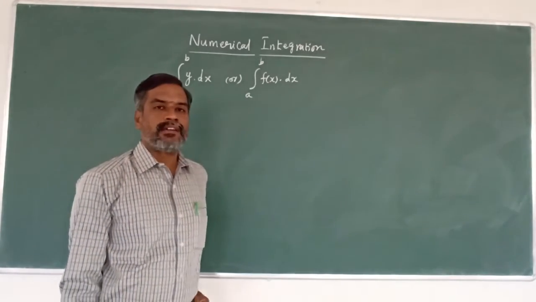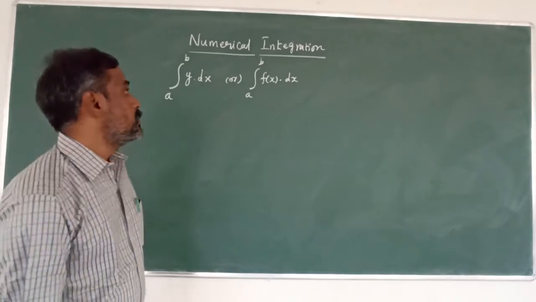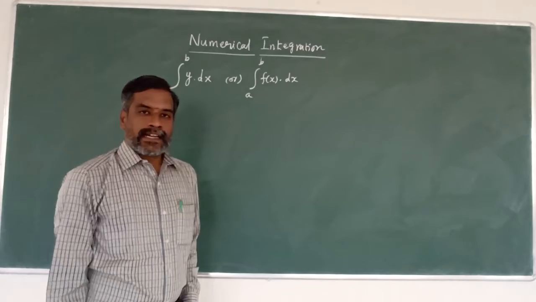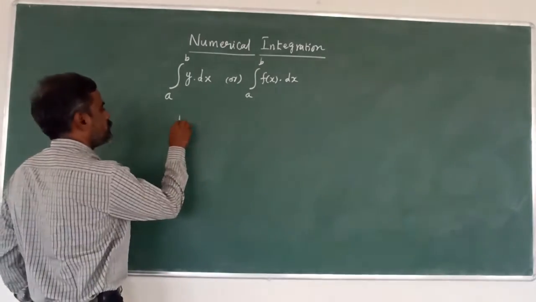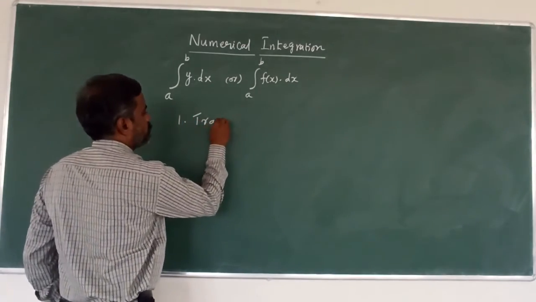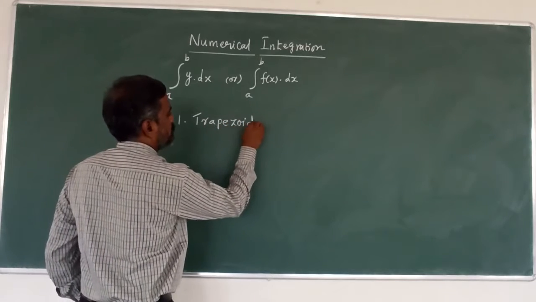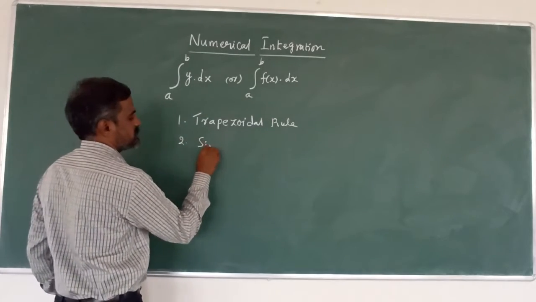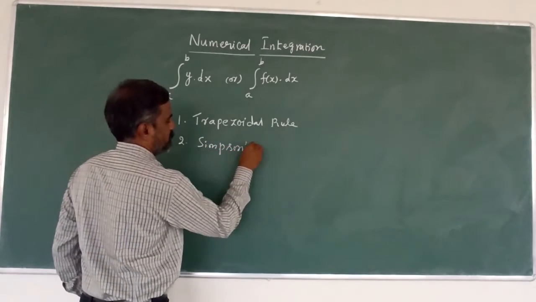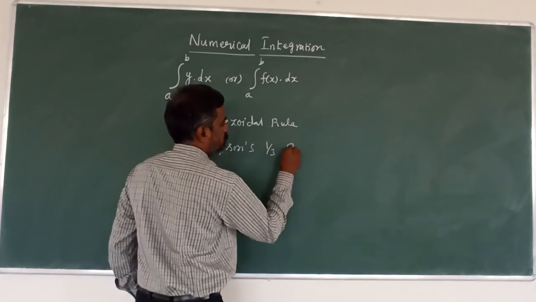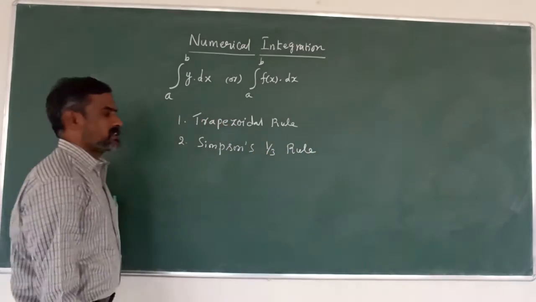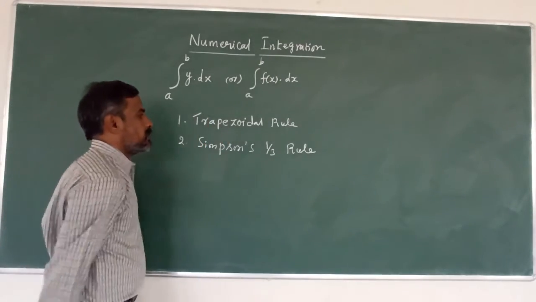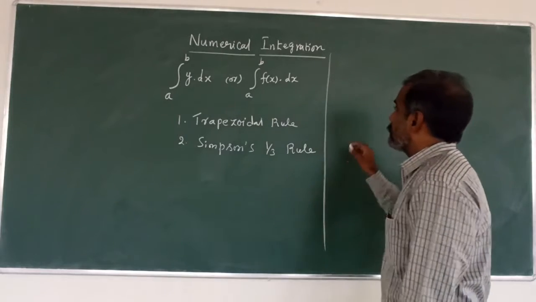Now to solve it, there are two methods in numerical integration. Number one, trapezoidal rule. Number two, Simpson's one-third rule. First one, trapezoidal rule.